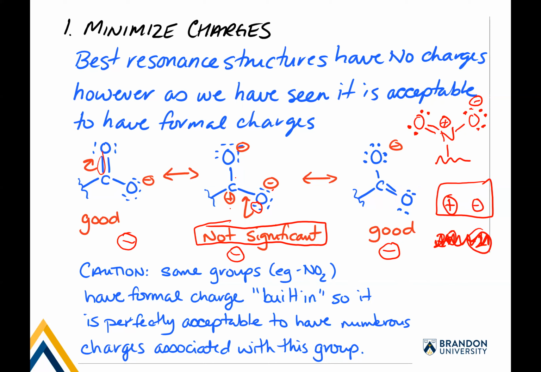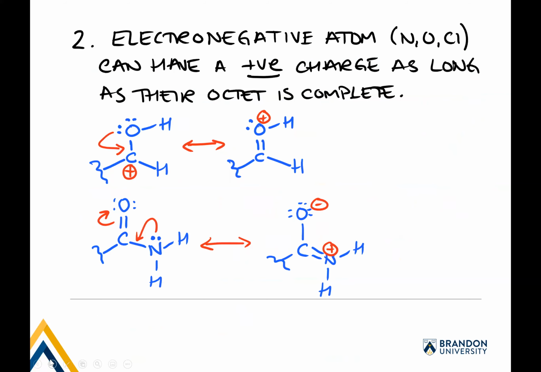The one in the middle also, you can look at this carbon, it is electronically deficient, right? Hence its positive charge. So that's the first rule. The second rule is that you can have positive charges on electronegative atoms as long as their octet is complete.